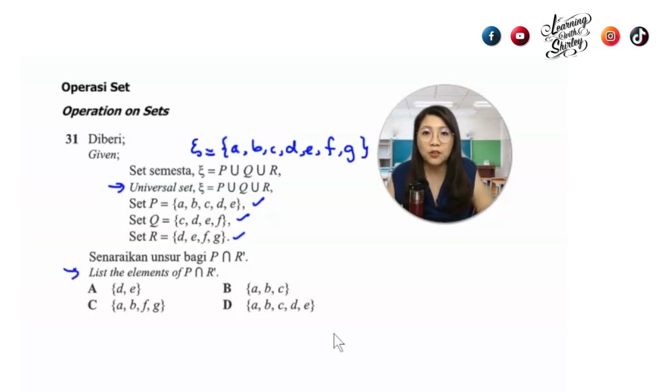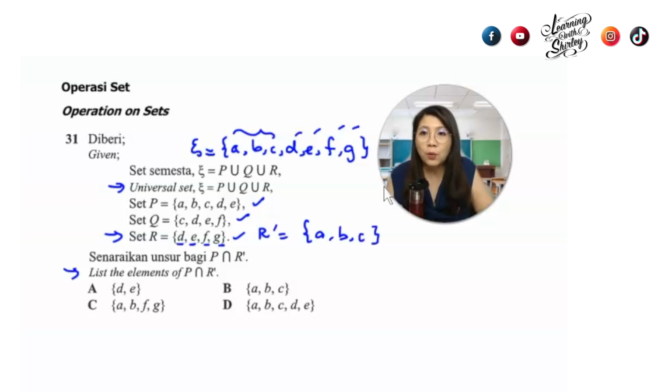So list the elements of P intersect with R prime. So here is given set R. Okay, so therefore set R prime will be outside R. Okay, so here we have D, E, F, G. So we cross out D, E, F, G. So what remains is A, B, and C. So here will be A, B, and C.